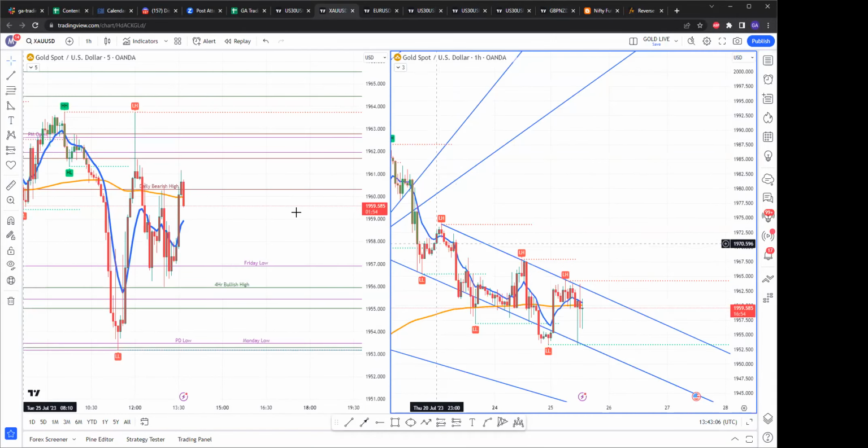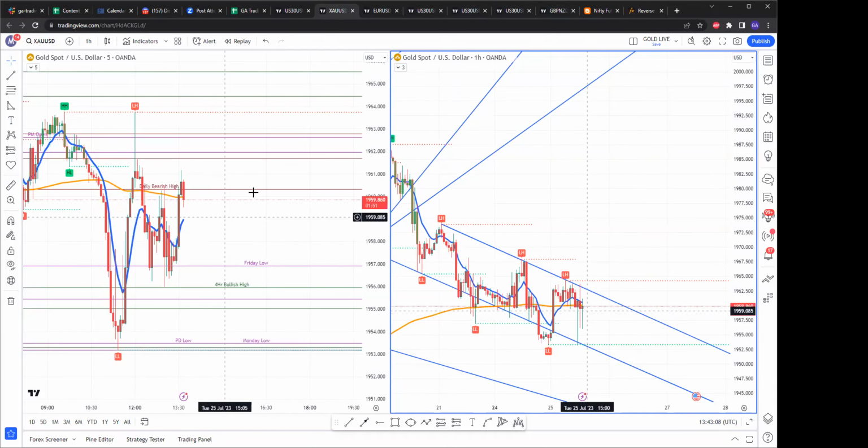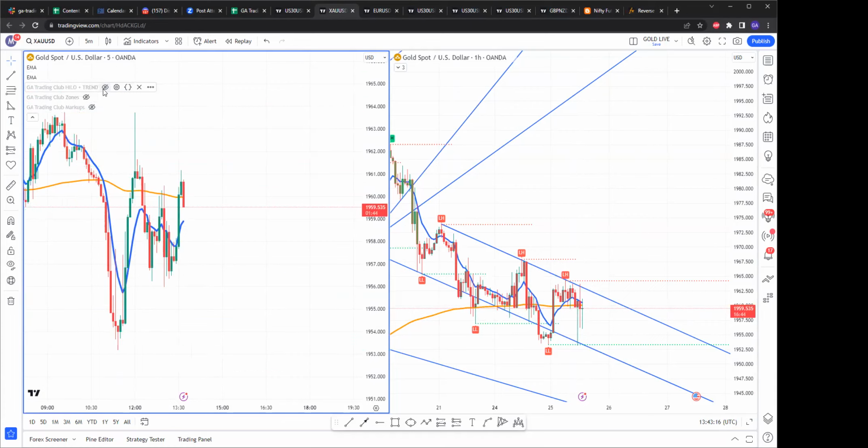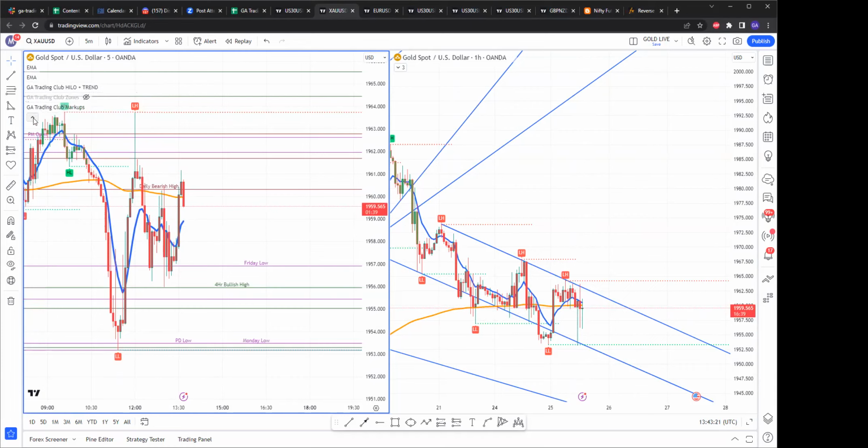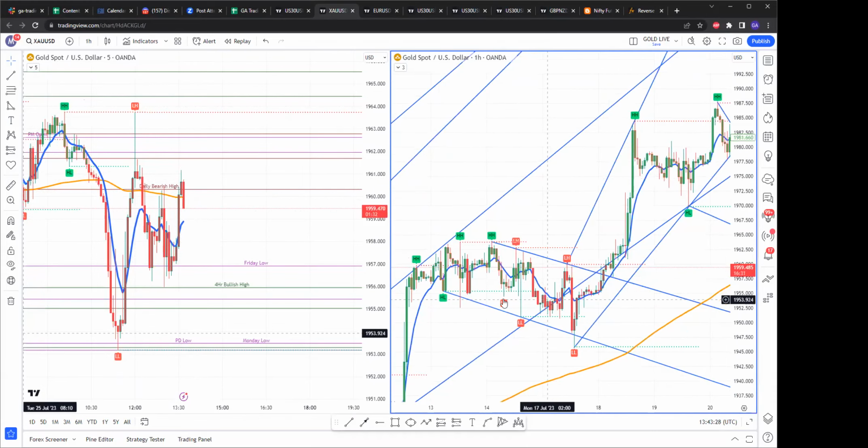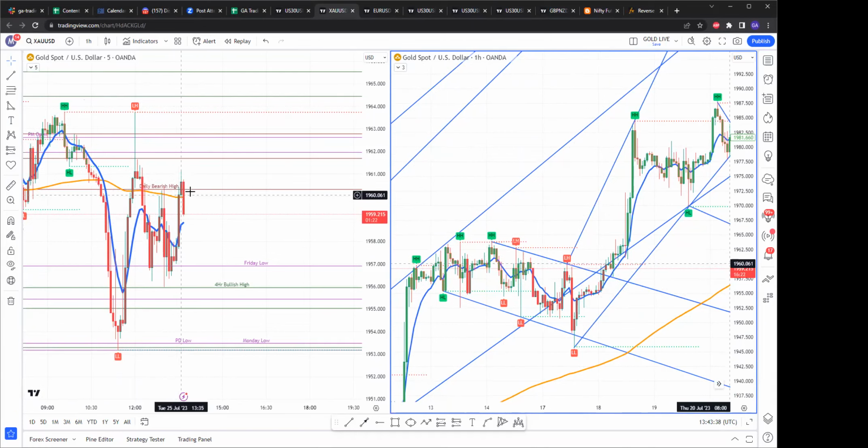All right, perfect. Gold. Okay, so for gold, I did mention this level. I've been mentioning this level 1960 for a while now, because if I turn off all this markups indicator, and actually no, just the markups, leave the markups indicators on, you can see we have a daily bearish high at 1960.45. So this is the same level that caused gold to consolidate on Wednesday, 12th July, all the way to Monday, 17th July, because gold was trapped between this daily bearish high and then this 4-hour bullish high.